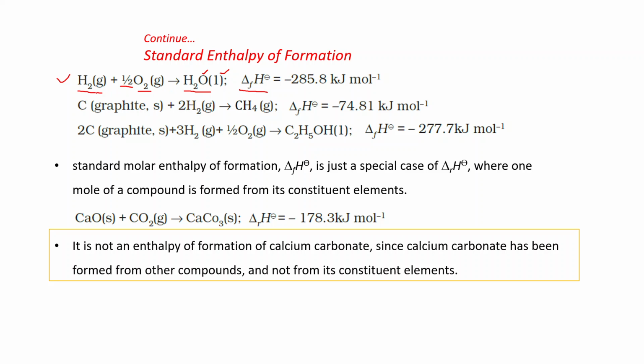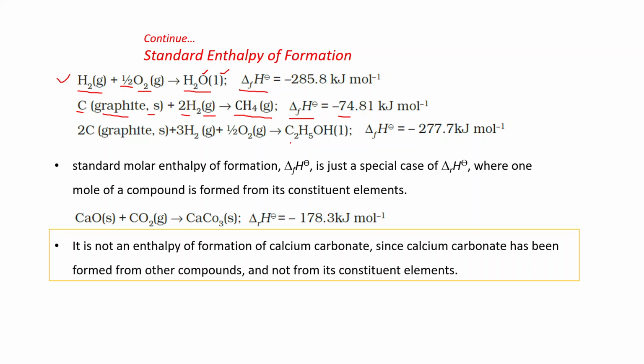Dear student, you must be able to write such types of equations for the standard enthalpy of formation for any given substance. For example, this is methane, CH4. Then how can we write the equation? Its constituent elements are carbon and hydrogen, and carbon and hydrogen are present in the reference state as carbon graphite, solid, plus hydrogen as a gas. And this is its value.